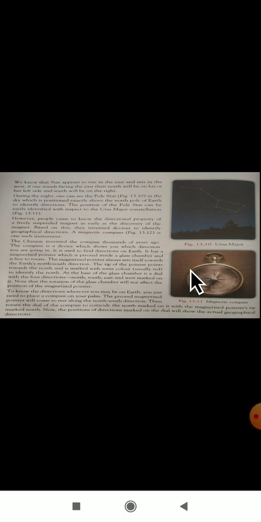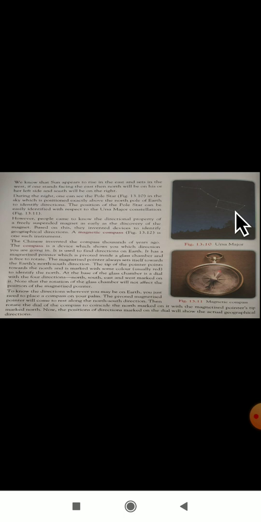the north pole of the earth, to identify the direction. Yes, the position of the pole star can be easily identified with respect to the Ursa Major constellation. Here they have given the Ursa Major constellation. According to this, they will be identifying the poles.